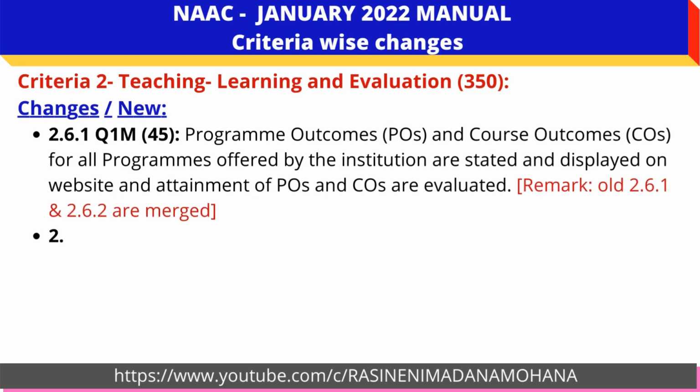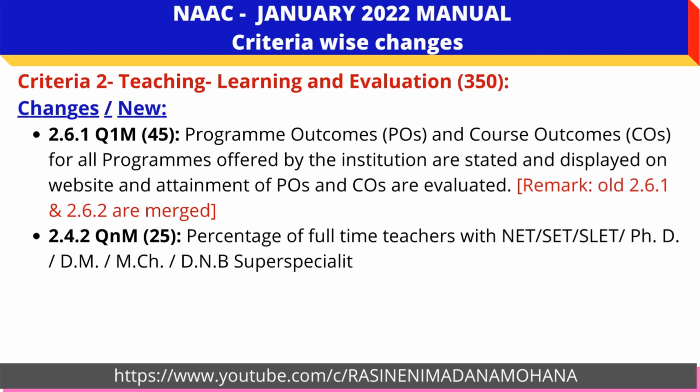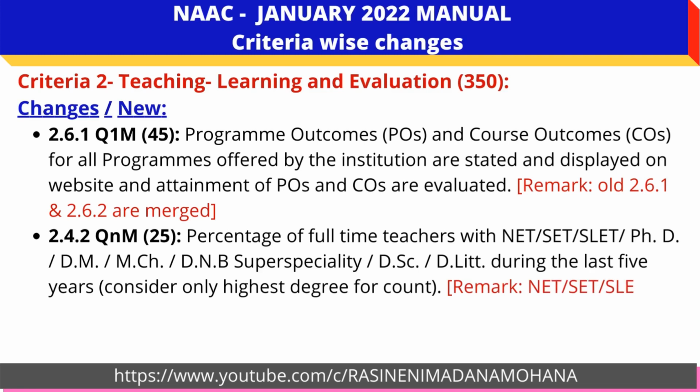Then another one, 2.4.2, which is quantitative, 25 marks. Earlier this was also there: percentage of full-time teachers with NET, SLET, SET, PhD, etc. Here the weightage is increased. Earlier NET, SET and SLET were not there, so this was introduced newly. With the same metric, weightage is increased. So now NET, SET and SLET are added. That is the newly added thing.